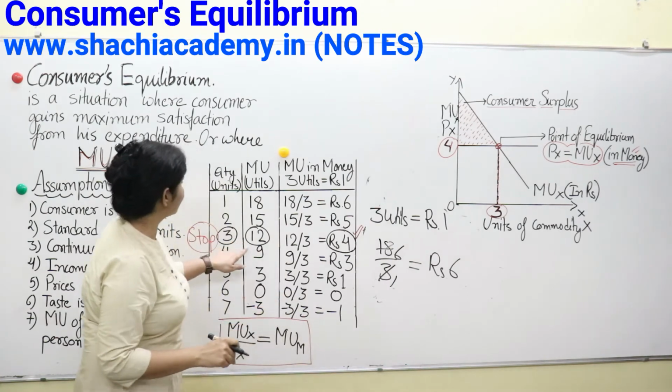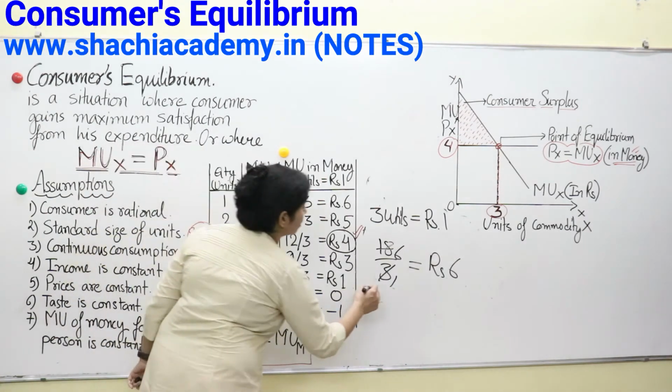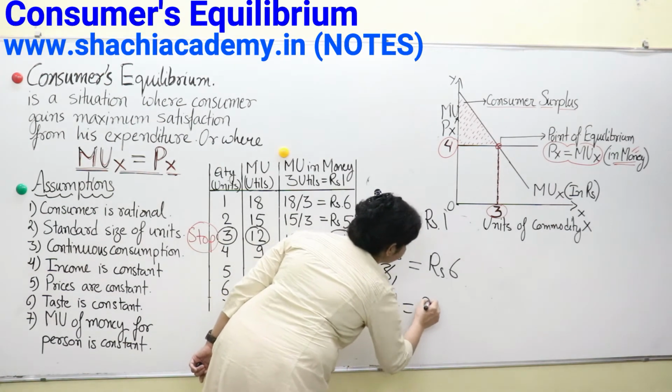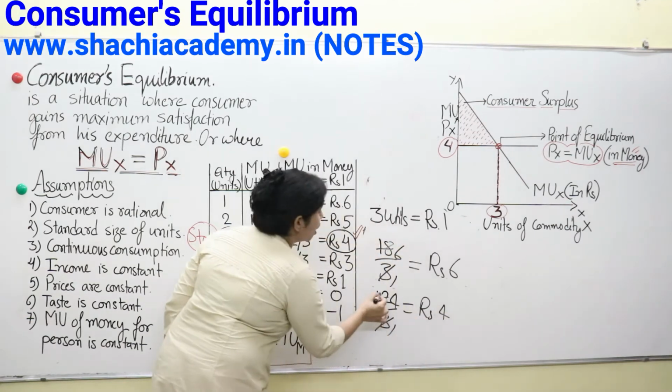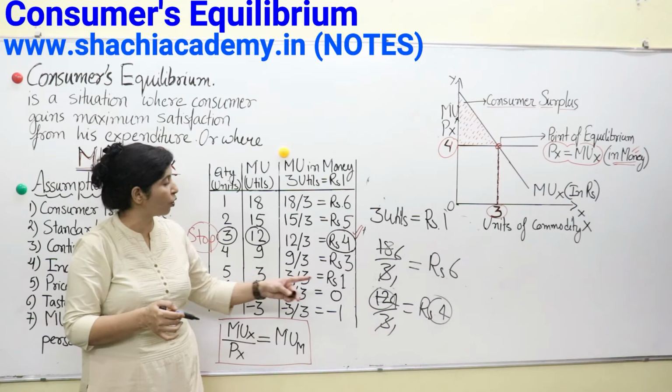Then again, what is that? From the third unit, we are getting 12 utils. 12 divided by 3: 3 1s are 3, 3 4s are 12. That means rupees 4. That means 12 utils are equal to rupee 4. That means we can spend rupees 4 on 12 utils.